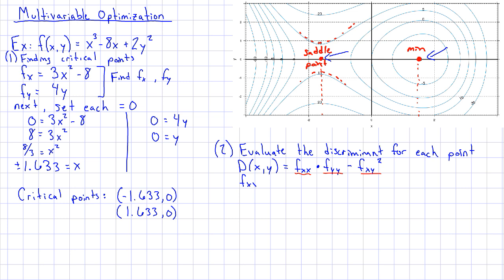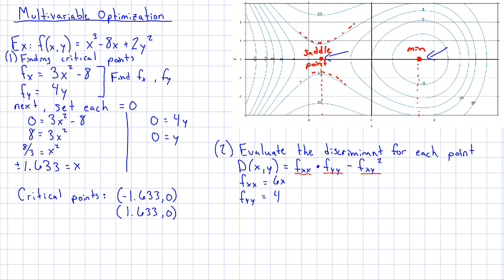So the second derivative in terms of x, I already have f sub x. That's 3x squared minus 8. So when I take the derivative again with respect to x, I end up with 6x. When I look at the second order derivative in terms of y, f sub y is 4y. So when I take the derivative, I get 4.